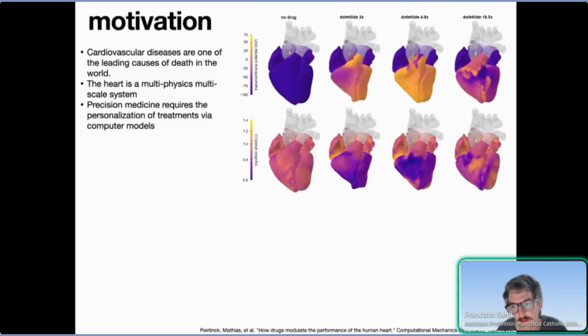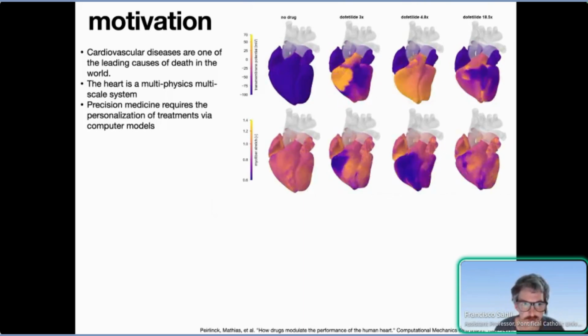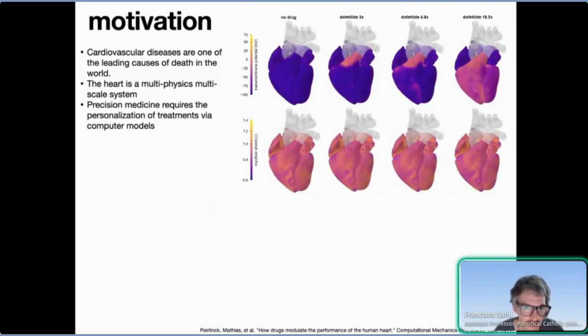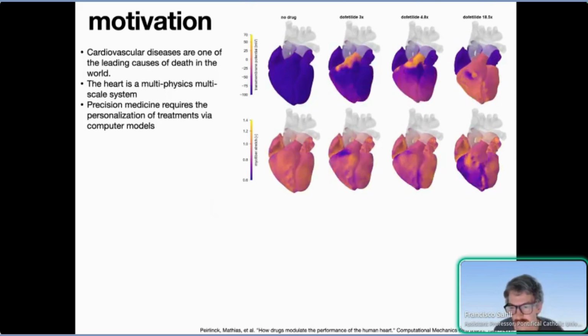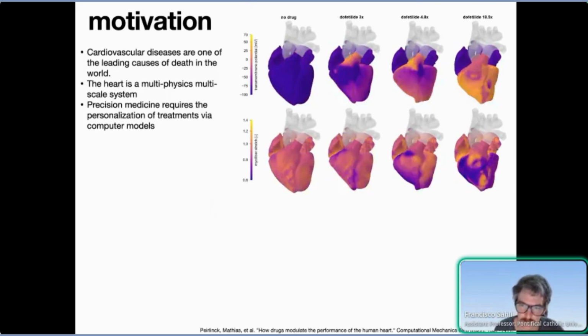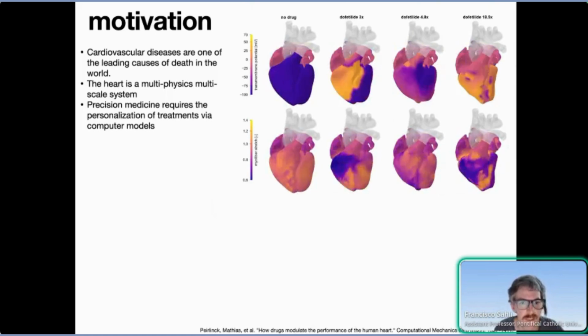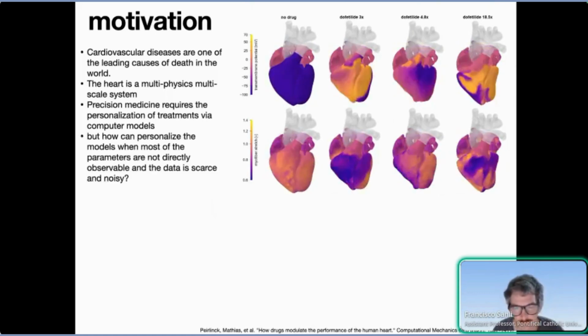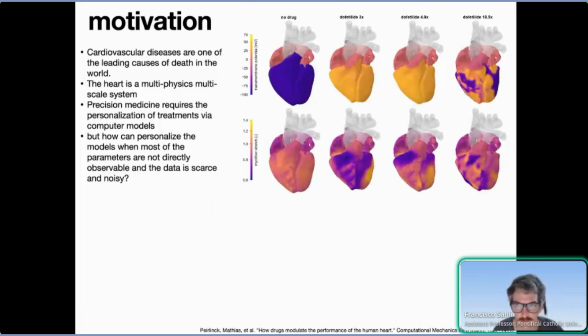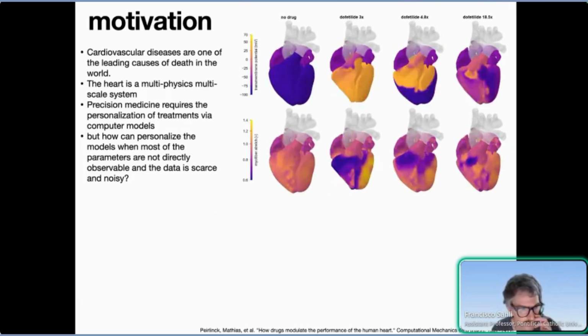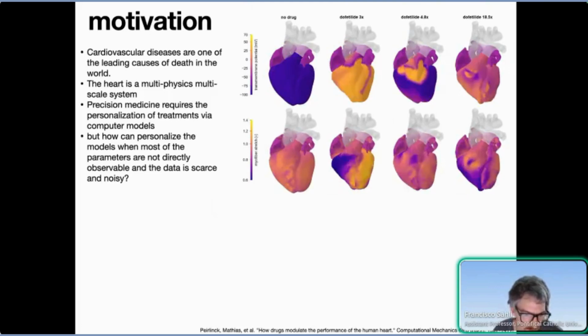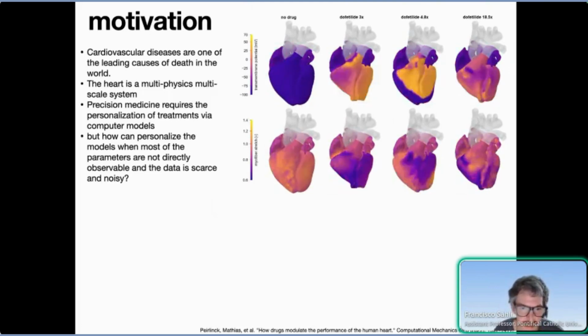So given that the heart is so complex, we would like to personalize treatments, and we believe that computer models are a good way to integrate all the data that we have. But most of the time, and this is not only true for MRI, but for many clinical data, the data is typically very scarce and noisy.